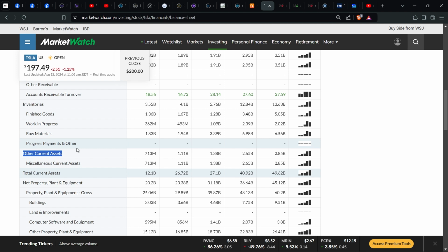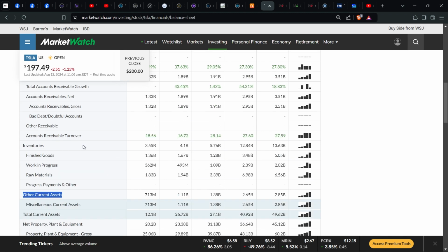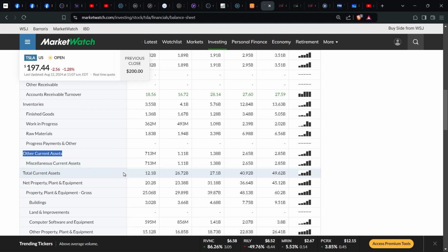Okay, now moving on to the total current assets. This is the total number here. Okay, for all these assets, this is the total. And there is a ratio here that's called the current ratio, dividing the current assets by current liabilities. We'll get to that when we look at the liabilities, but for now, we'll have to skip this one.